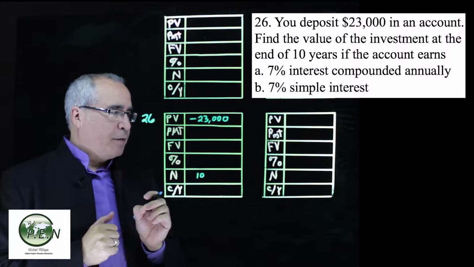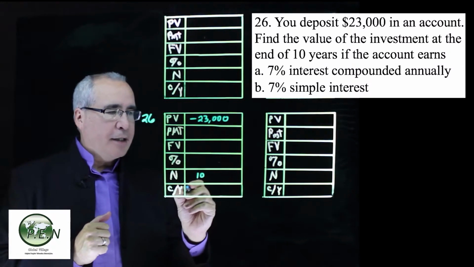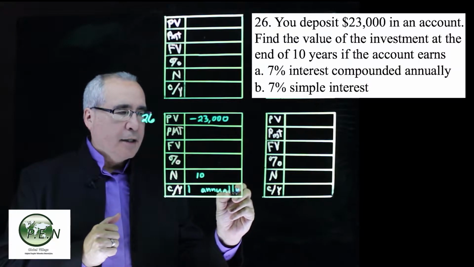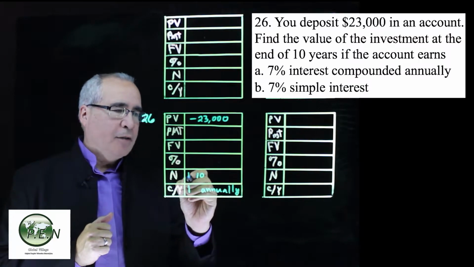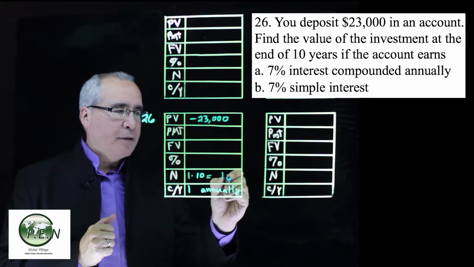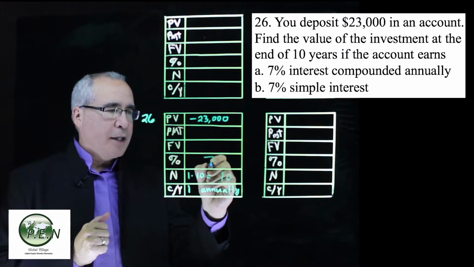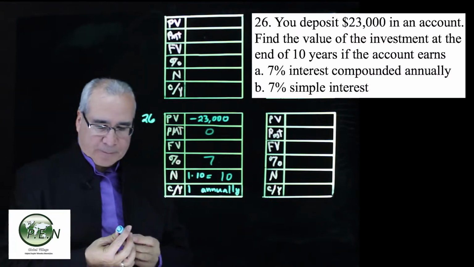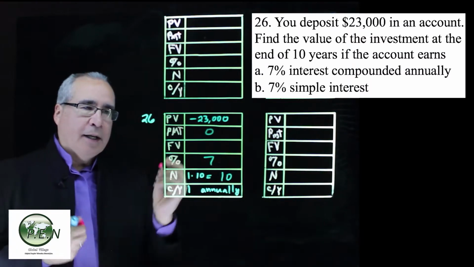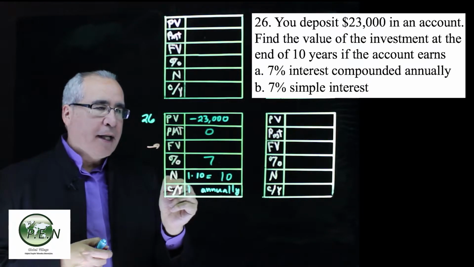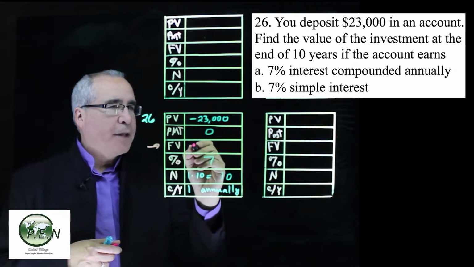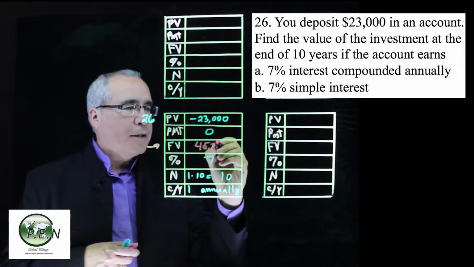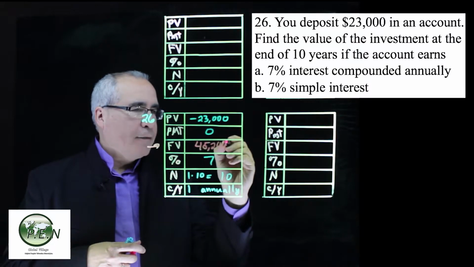Under this option, we have 7% interest compounded annually. So compounded annually, again, either one or annually. So 1 times 10, the number of periods is going to be 10. 7%, no payments. Click on the future value button. And we will see that if we compound annually, we end up with $45,244.48.